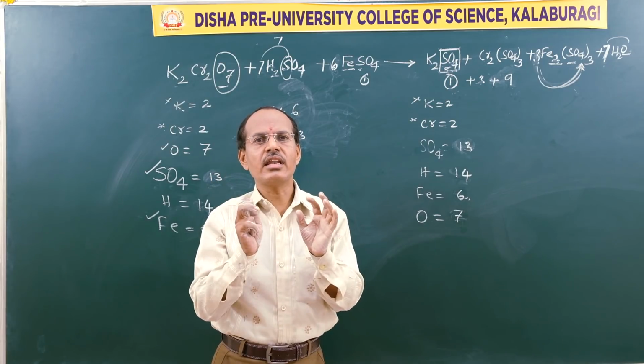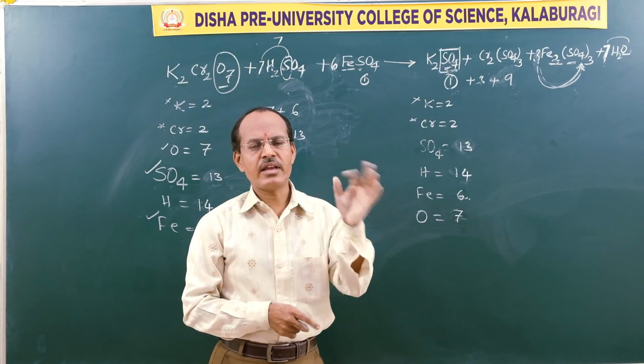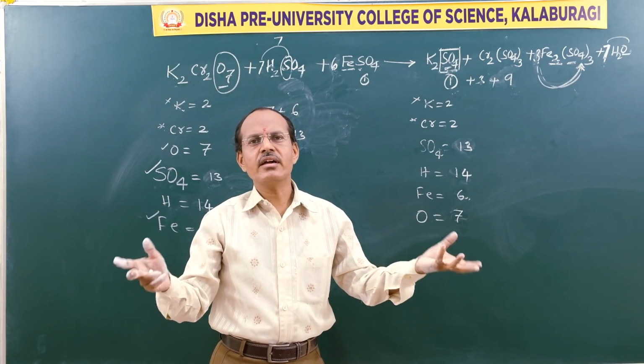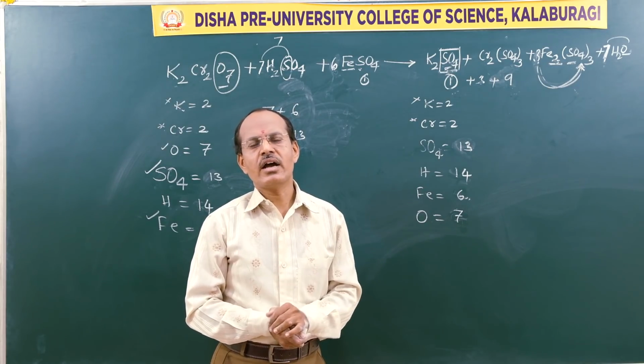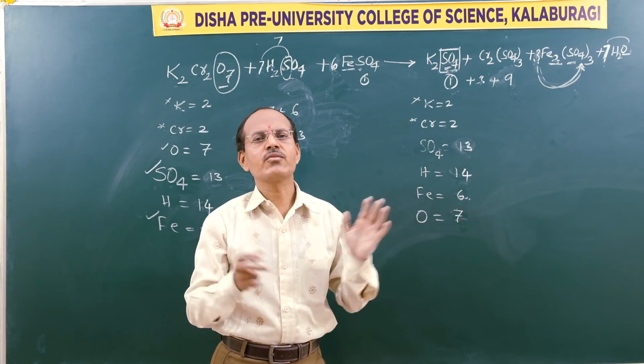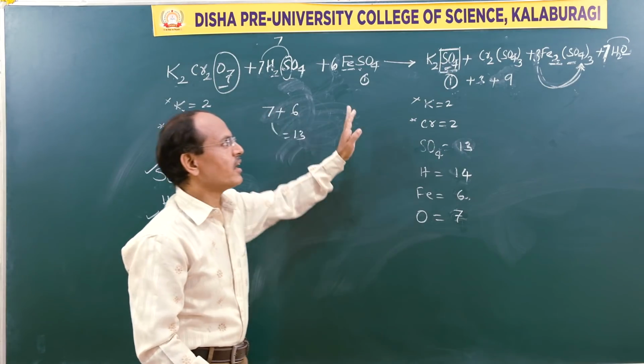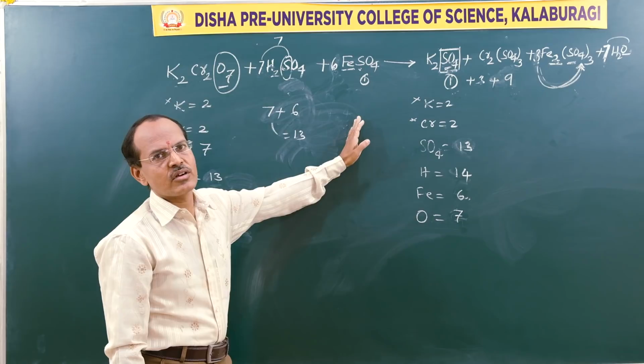It is just a logical hitting of the numbers. By hitting the numbers you will get the answer. And hit until you get the answer for that question. Okay, so this is how to balance the equation.